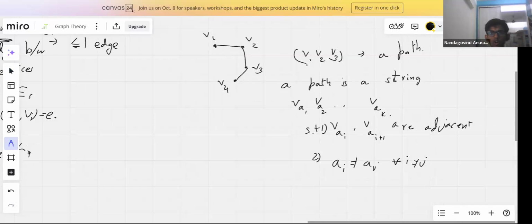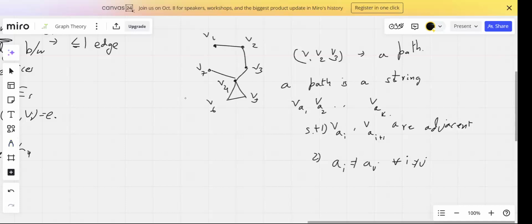This means that all the vertices are unique. So, for example, if I had V5, V6, V4, and then V7 again. So V4 again and then V7. Now V1 to V7 is no longer a path because V4 gets repeated in between. So in a path, you don't visit the same location again.